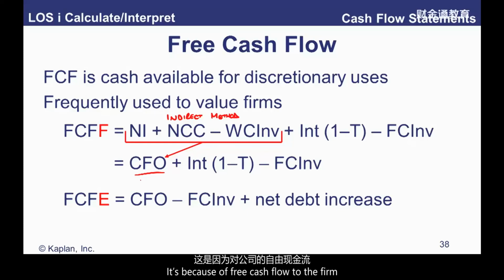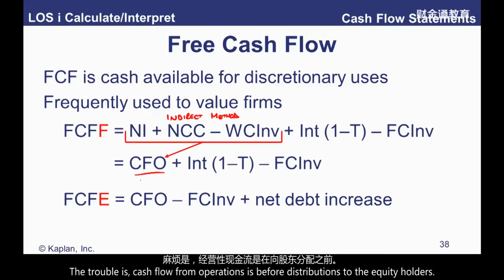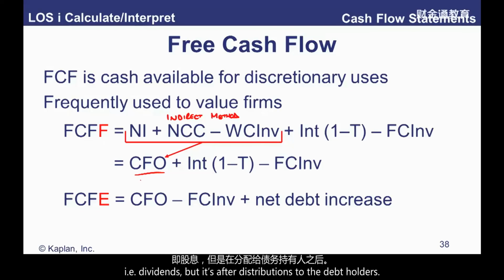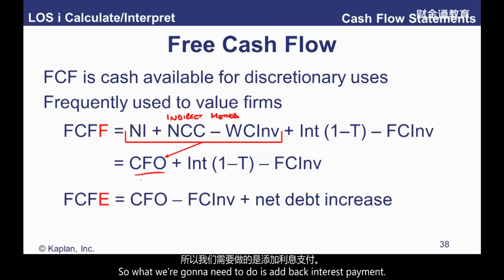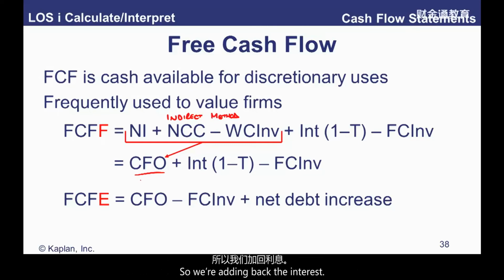And it's because free cash flow to the firm is before any distributions to both debt and equity holders. Trouble is, cash flow from operations is before distributions to the equity holders, i.e. dividends, but it's after distributions to the debt holders. It's after interest payments. So what we're going to need to do is add back interest payments. We want a pre-levered measure before interest payments. So we're adding back the interest. Now, again, if you add back the interest, it's only fair that you lose the tax shield.